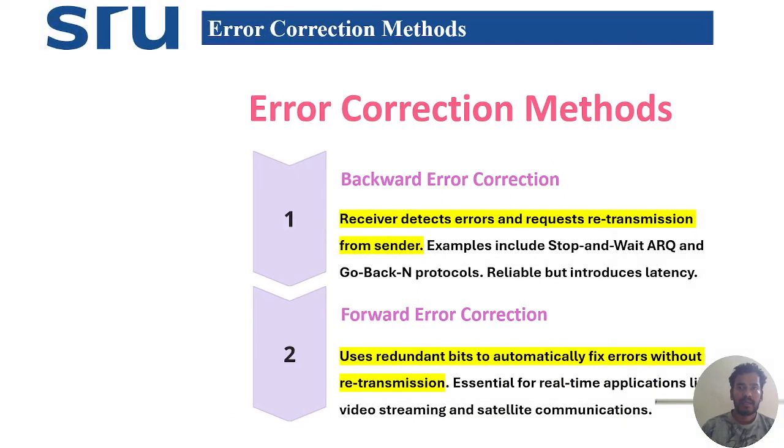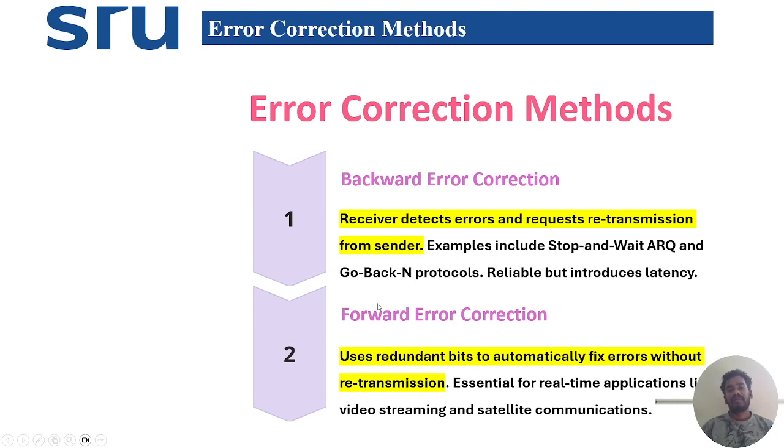Coming to the error correction methods: backward error correction and forward error correction. Backward error correction is where the receiver detects an error and requests the sender to retransmit the data. Once we identify any error, we send a notification or acknowledgement to the sender side to resend the data to get accurate data.